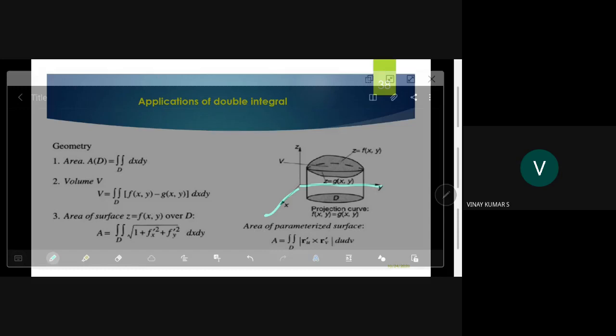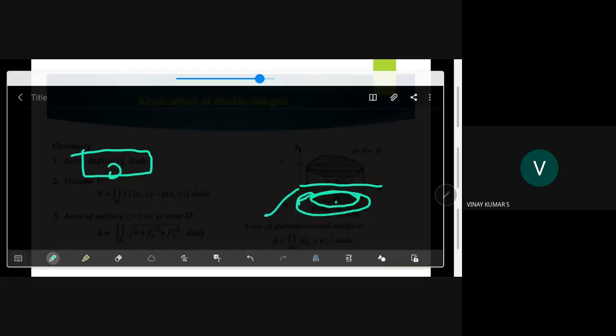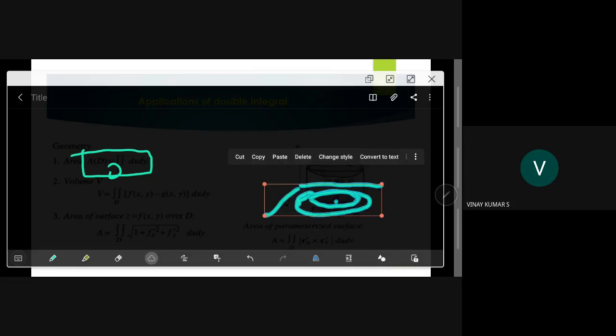Don't worry about the Z axis, leave it. So you are in the XY plane. This is your region. If you want to find the area of that region, this is the formula: double integral dx dy over D. Again, your D is surrounded by, enclosed by some curves. That's all. So now I am coming to the necessity for discussing change of variable, one of the important uses.